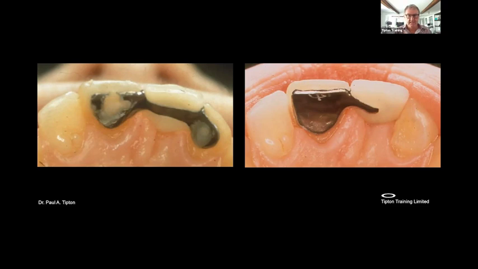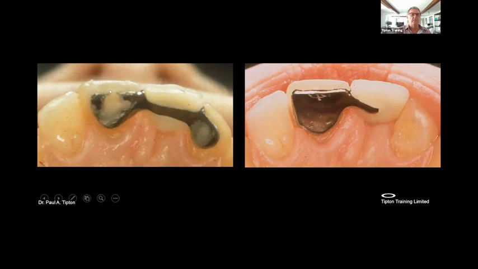So mobility is a stress breaker, use it. Now in this situation on the left-hand side, you've seen this very often, I'm sure. We've got a failing Maryland bridge. It's a fixed bridge. It's been on and off many, many times. Bits of it have broken away. Why is it failing? Well, let's look at this tooth, the central incisor.